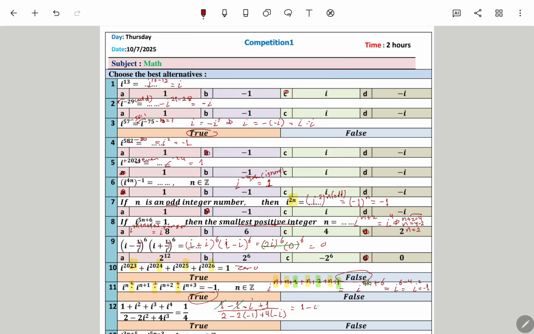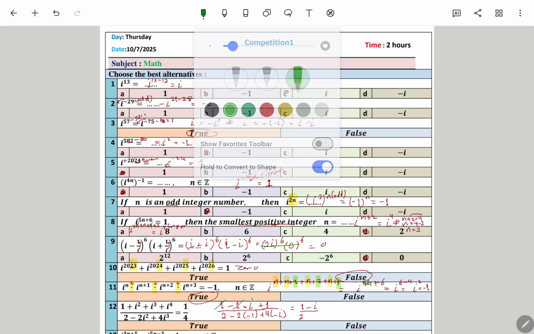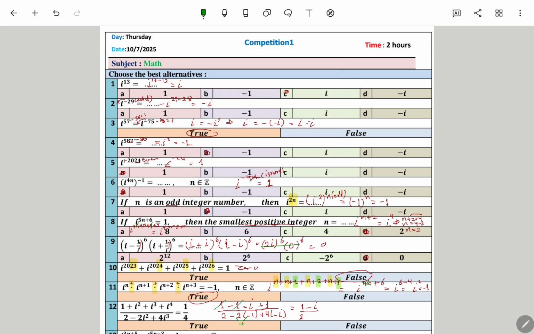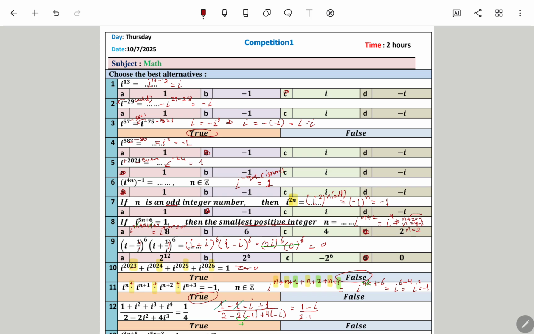1 minus i divided by 2, and negative by negative will be positive. So you can change it to positive 2 and then minus 4i. You can get 1 minus i up over 4 minus 4i.